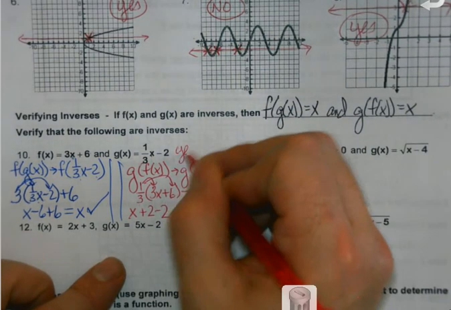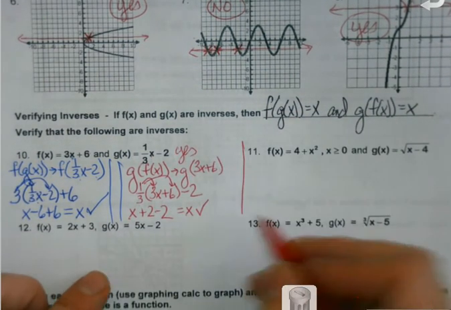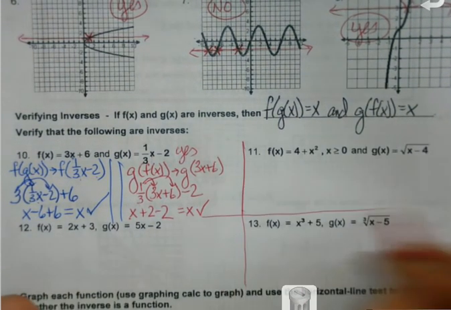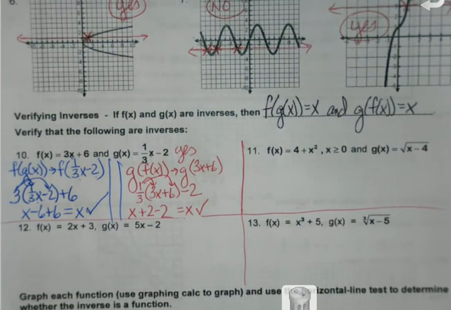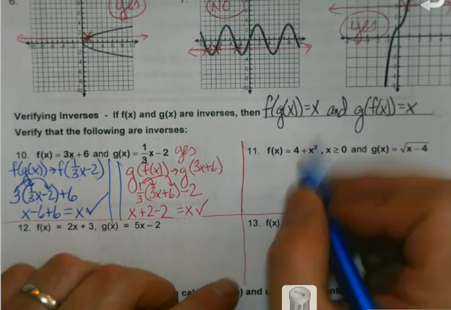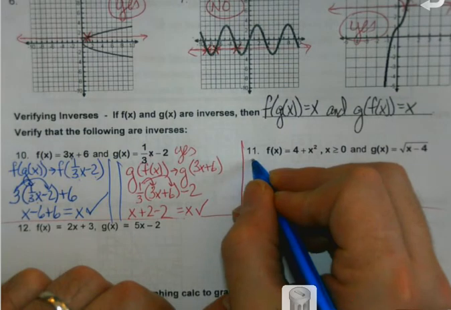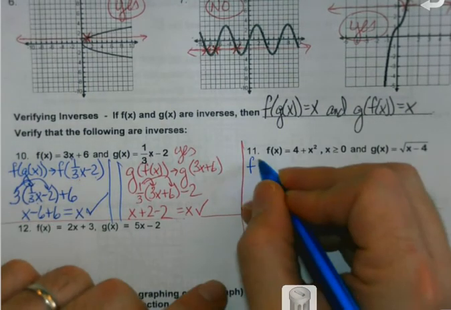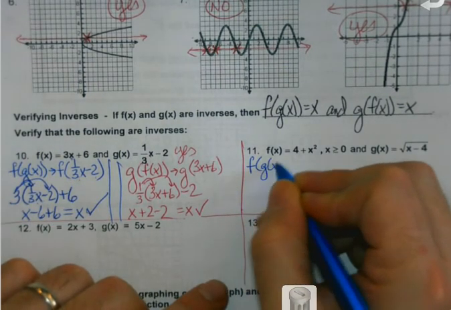Yes, these are inverses. But it has to work for both. If it only works for one, no good. If you ever see that there's one that doesn't work, well, then you're just done with that. So let's say I get to this next one, and I won't do this part this time. We'll kind of just see what this looks like.